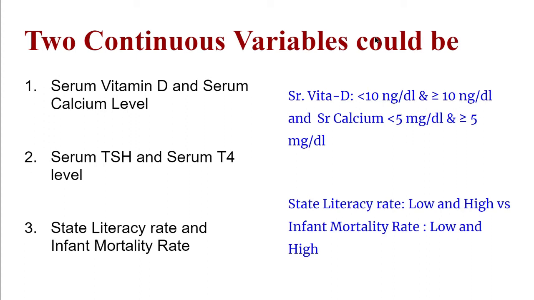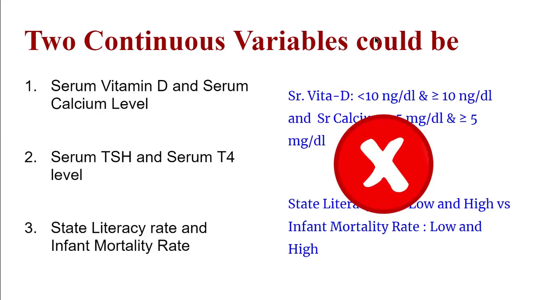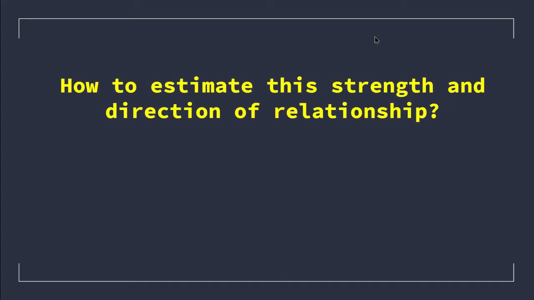When we categorize the serum vitamin D level as less than 10 nanogram per deciliter and more than 10 nanogram per deciliter, and serum calcium also as less than 5 milligram per deciliter and more than 5 milligram per deciliter, then we cannot use correlation because they become categorical variables. Now, how do we estimate this strength and direction of relationship?